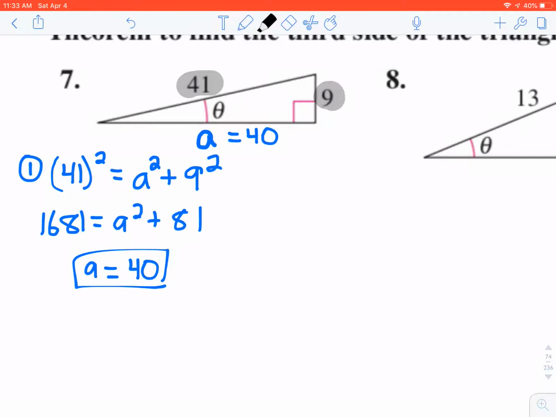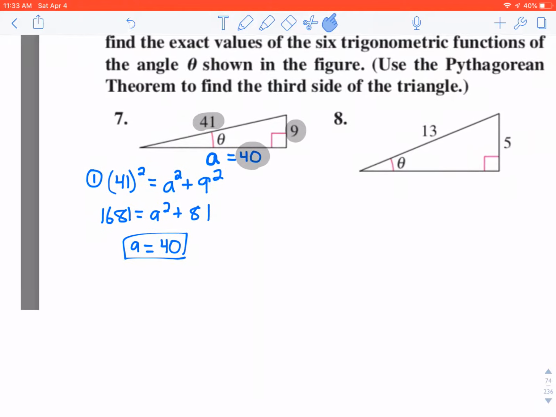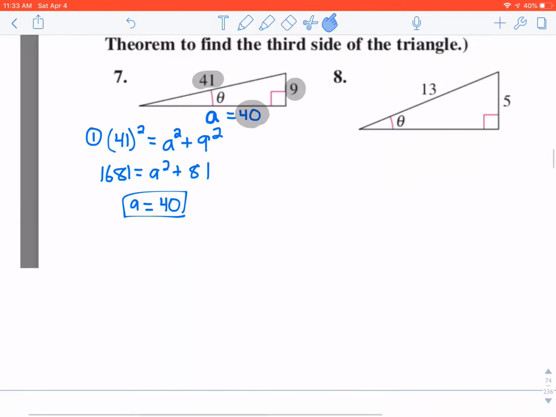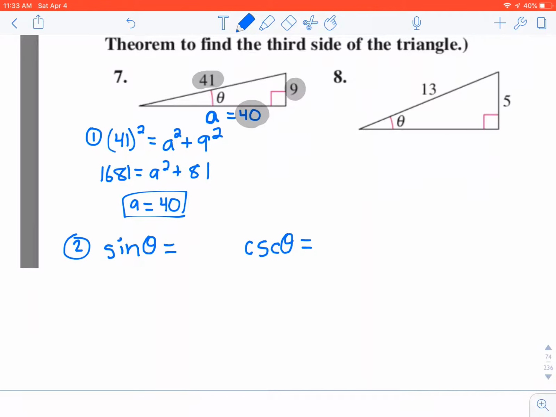So our 3 sides that we're using to set up our 6 trig ratios are 40, 41, and 9. Your step 2 is to write all those down. I think the easiest way, as I presented in the notes, is to start with sine theta, and you know the reciprocal of that is cosecant theta. Then cosine theta, whose reciprocal is secant theta. And lastly, tangent theta, whose reciprocal is cotangent theta.